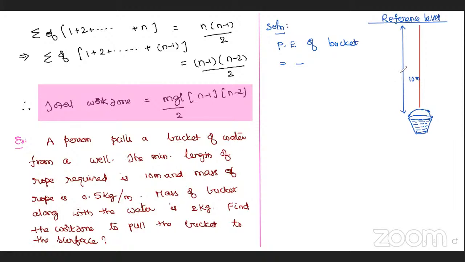Where do you consider the mass of the rope? Suppose the mass of the rope is 5 kg. Where do you take that 5 kg? Will you take the mass here or there? Where do you assume that 5 kg mass? At the center. Here the mass you assumed is at the center, at a point.